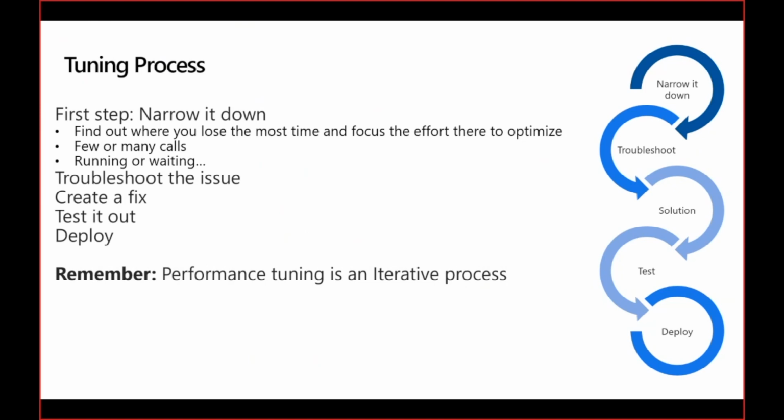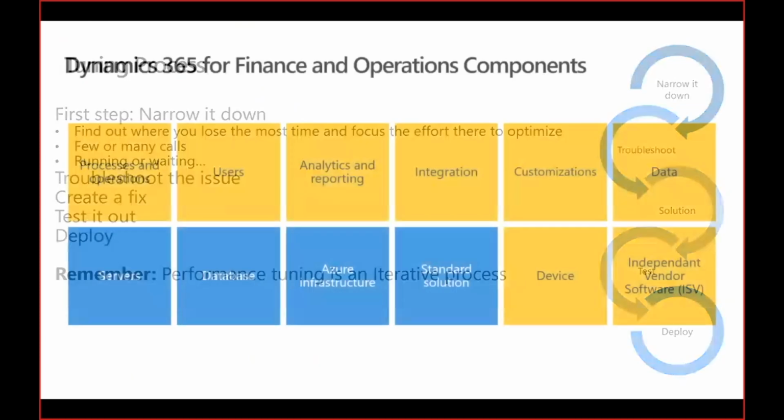Things like few or many calls, are we blocking, running or waiting, come into play. We troubleshoot the issue, and then we come to a sort of mitigation step. This can be a temporary mitigation or already a final one. A fix will be created, has to be tested, of course, and finally it will be deployed into production. Remember that performance tuning is an iterative process, and it's also something that has to happen during the entire product lifetime. It's also important to highlight here that performance tuning, also in Dynamics 365 for finance and operations online, is a joint effort between Microsoft and the operating team at the customer side.